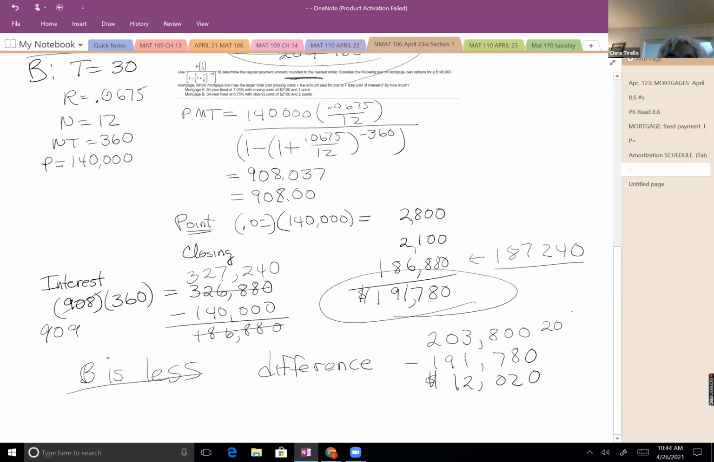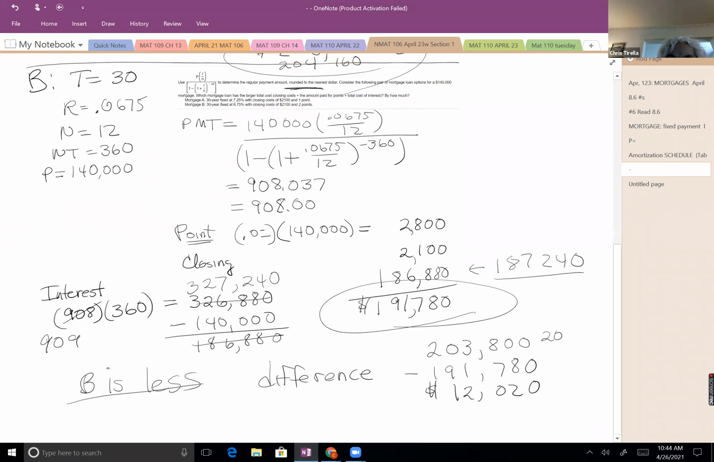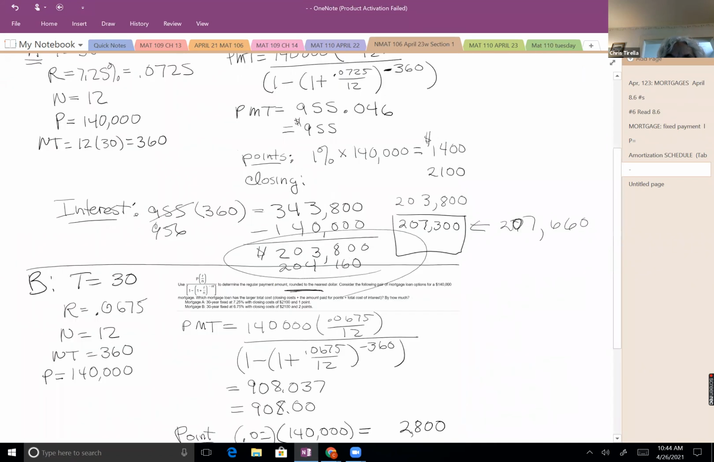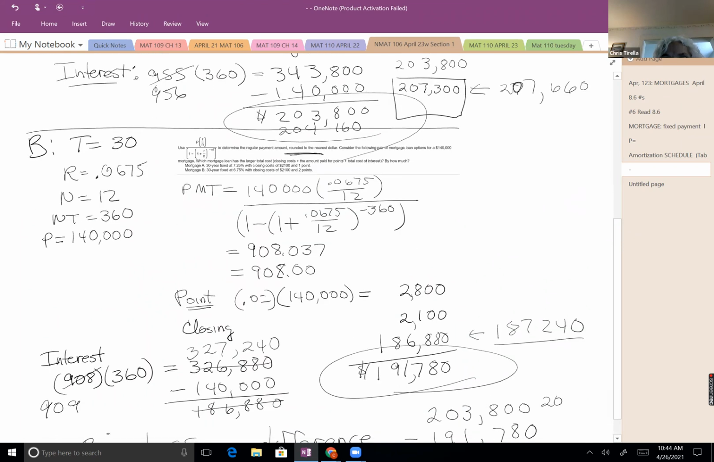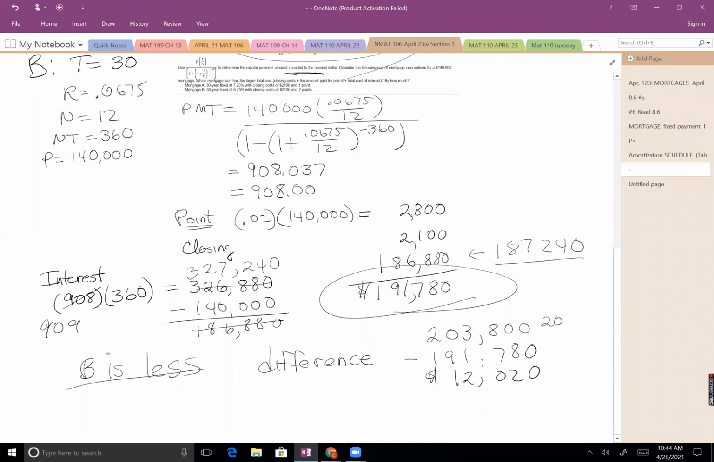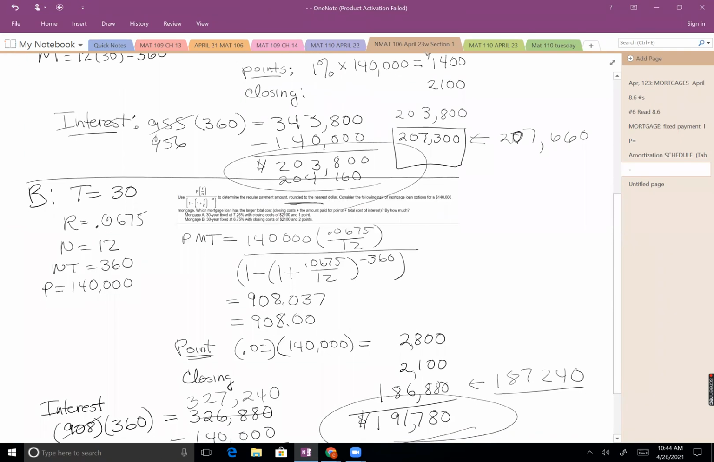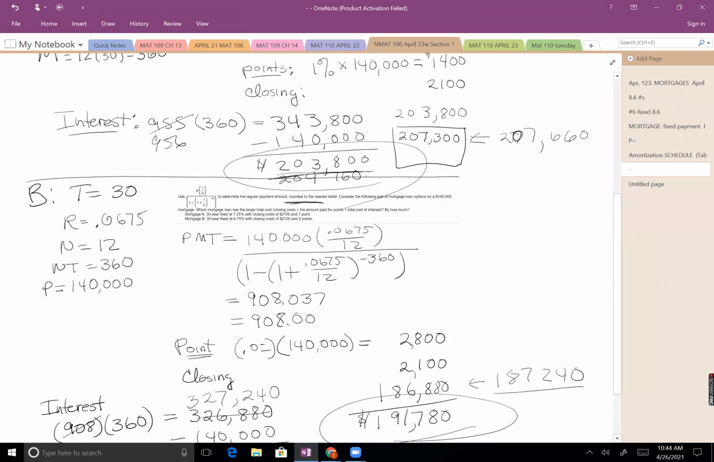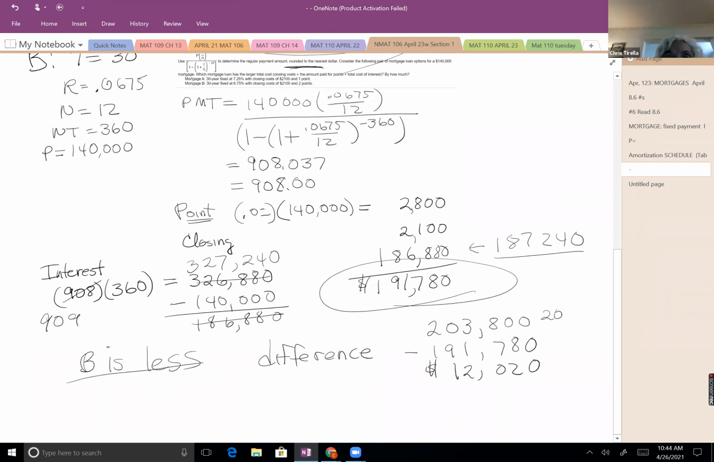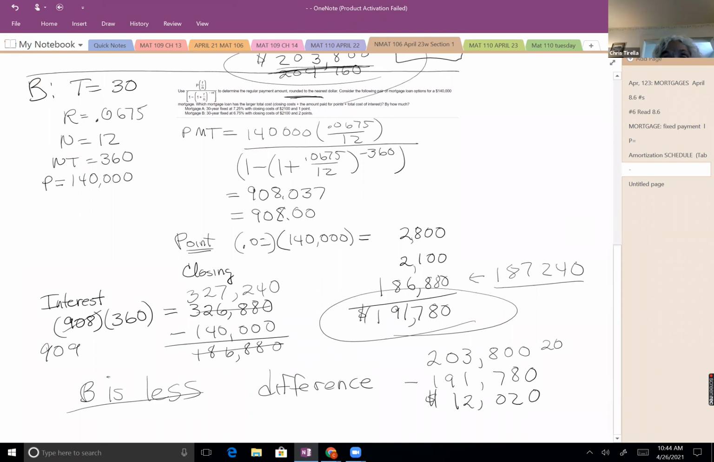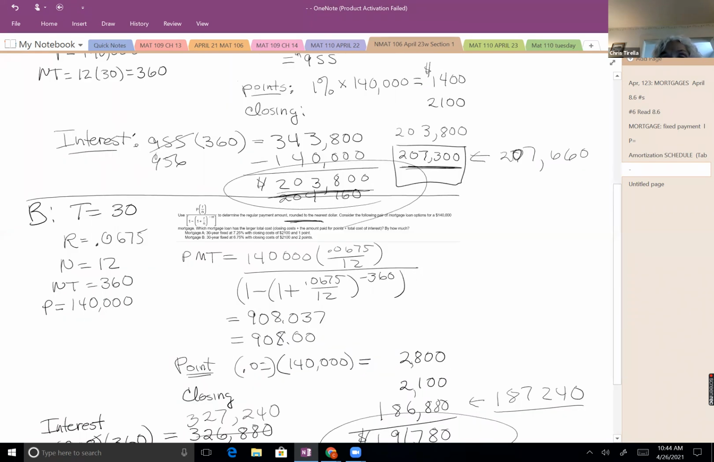Oh, Lord. You know what happened, you guys? When I subtracted, I used the $302,203 and not the 207. I used the wrong number. That's what I did. Do you see how I used this number instead of this total one?